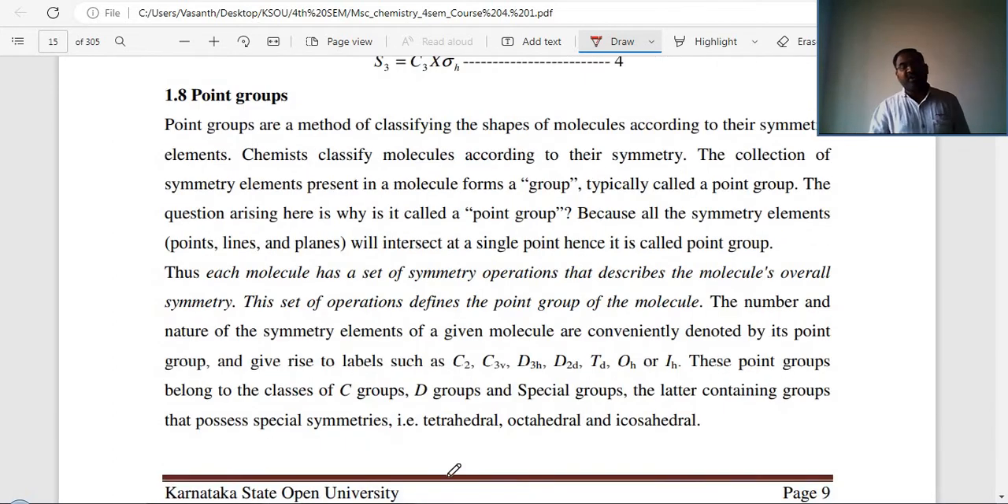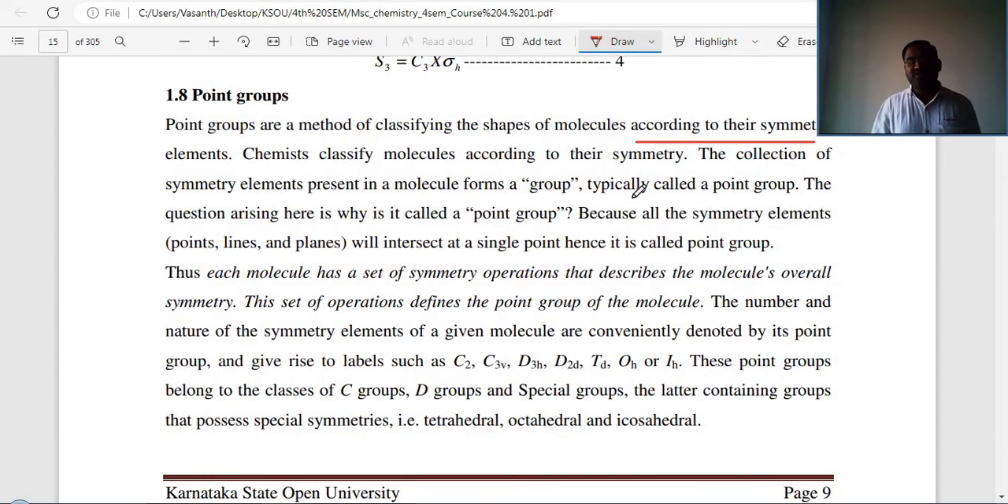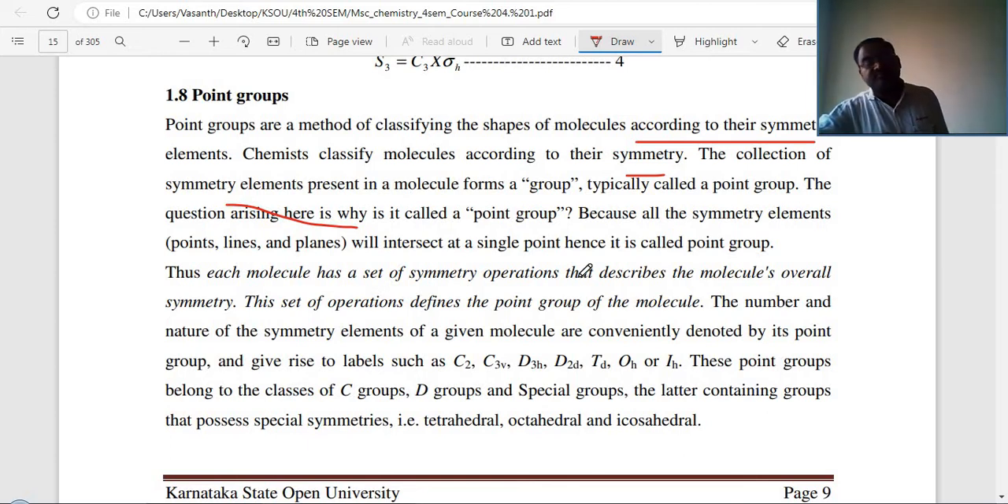Next we will consider point groups. Point groups are a method of classifying the shapes of molecules according to their symmetry elements. Chemists classify molecules according to their symmetry. The collection of symmetry elements present in a molecule forms a group, typically called the point group. The question arises here: why is it called a point group?